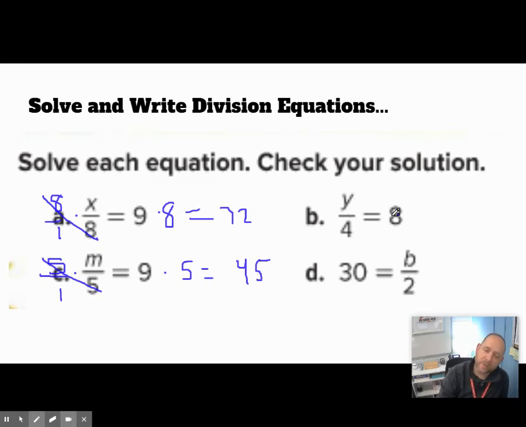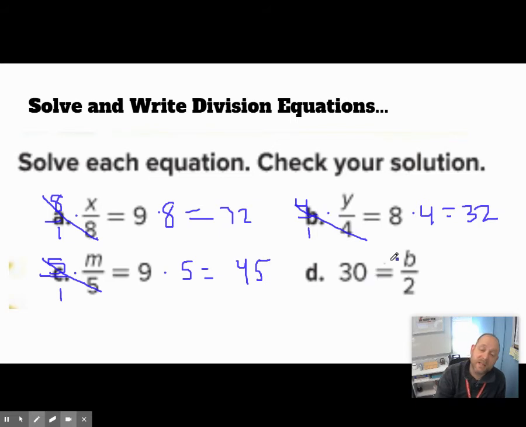Moving on. I've got y divided by 4 equals 8. So if I multiply both sides by 4, that cancels out. 4 times 8 is 32. And 32 divided by 4 does equal 8. Again, y equals 32.